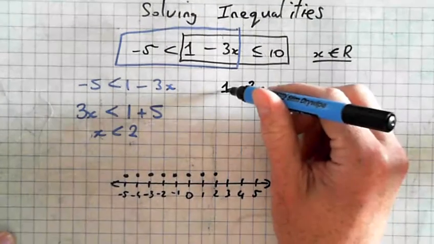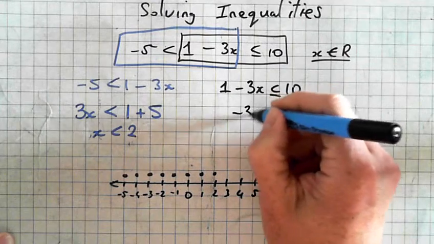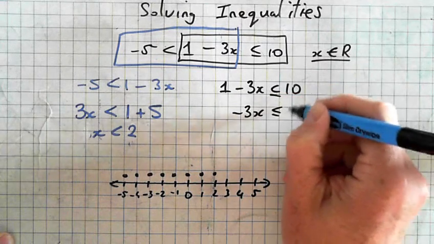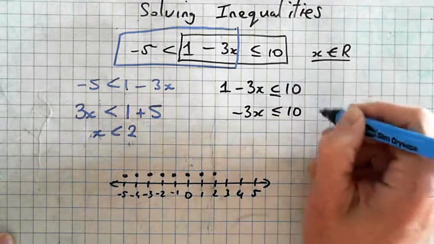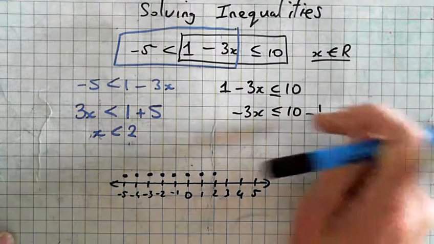Over here we'll just move the 1 across. Minus 3x is less than or equal to 10. Move the plus 1 across. Becomes minus 1. What's 10 minus 1?